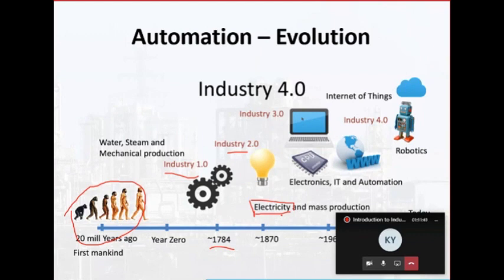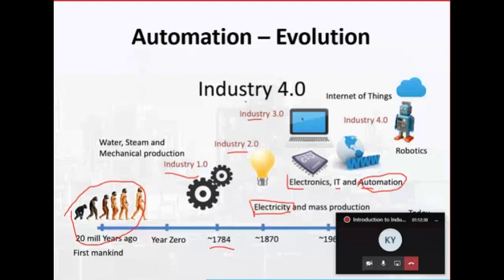Then industry 3.0 is electronics and IT automation. From industry 3.0 itself, we are talking about automation. Electronics started to impact the industries. When electronics and IT started to impact, we went for automation. But even in industry 2.0, we had some automated plants to some extent. But fully automated plants started to be used in industry 3.0, after the third industrial revolution.